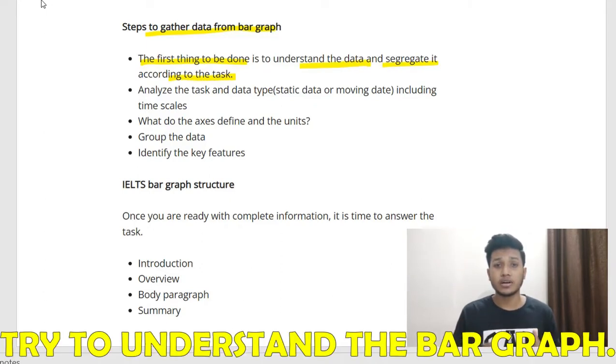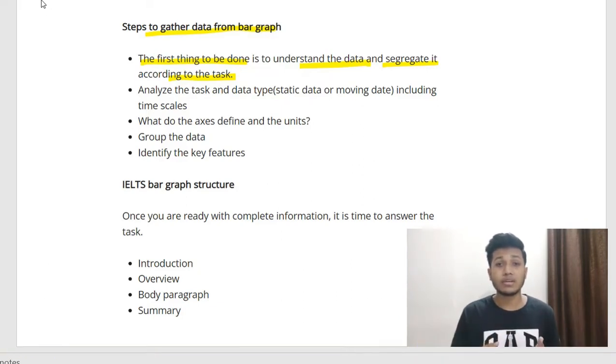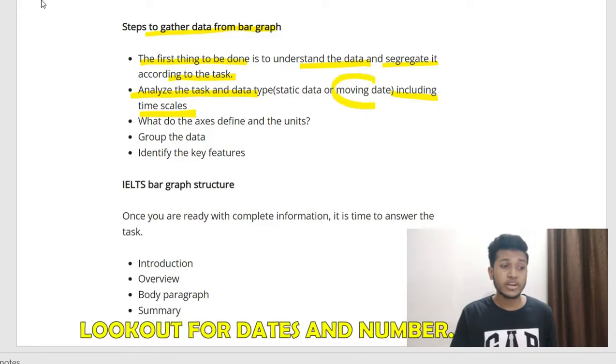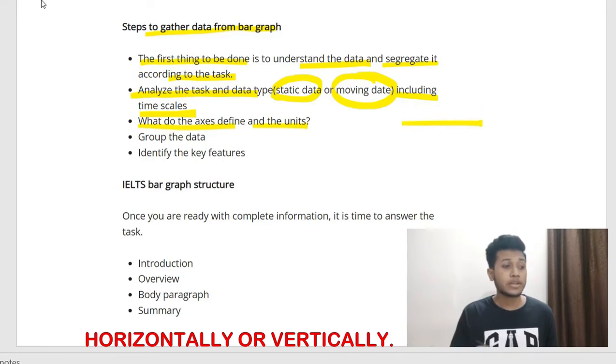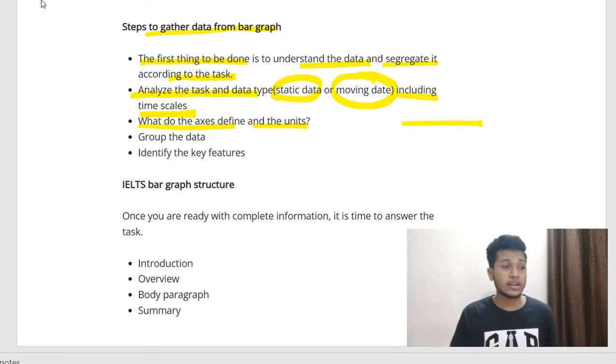First, try to understand the bar graph, what they're trying to represent or show you. Try to understand it and then analyze the task and data, including the time scale, meaning the time that will be provided, or even the dates and statistical data that will be provided to you. Try to understand and analyze that data. What are the axes, and what are the units? Is the axis horizontal or vertical? Try to analyze and understand that, and also the units. Group the data, identify the key features. These are the things that we will be looking for in the bar graph.